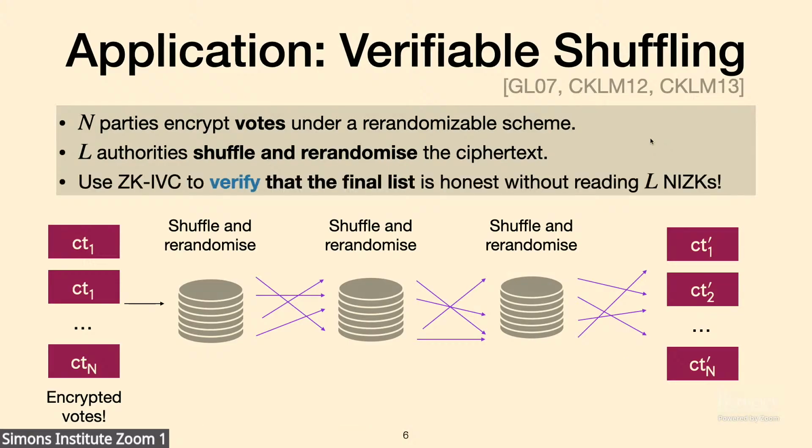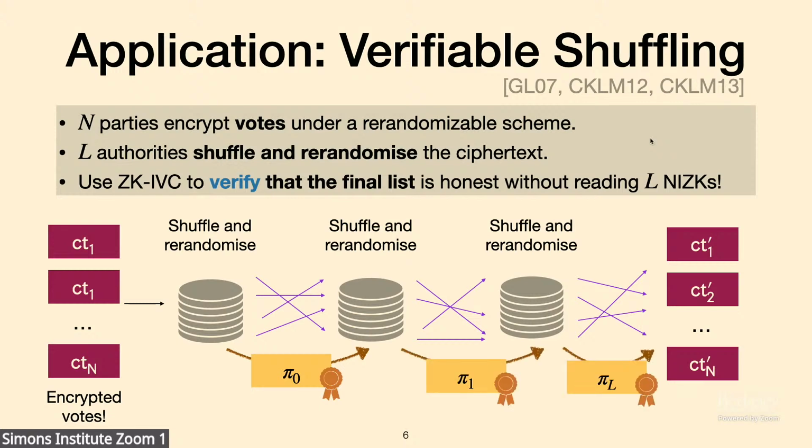You can imagine you can attach a ZK IVC proof to each of these hops to ensure that all the work was done correctly. And now this server doesn't have to do L work when he's doing his shuffle. OK, and here I just want to, again, emphasize this is really IVC for NP, because the NP witness here is sort of like the re-randomization randomness and the shuffle, the permutation.